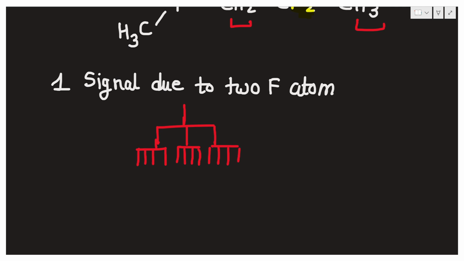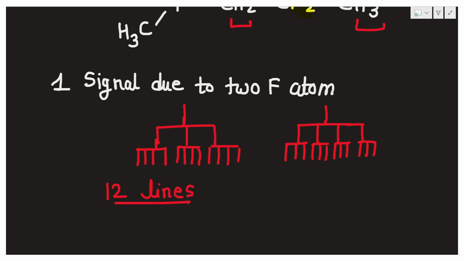So either you can make it in this manner or in this manner. Firstly, you can split by the 3 protons into a quartet. Then this quartet can split by the 2 protons into triplets in this manner. Any type of splitting you can give, you will get the same answer, because you are getting 12 lines. So in this way you are getting 12 lines in the 19F NMR spectra.